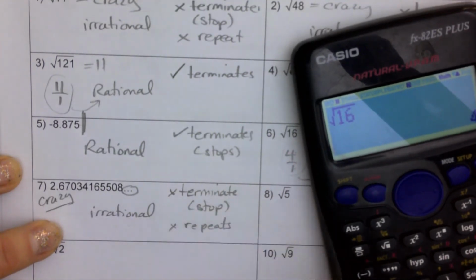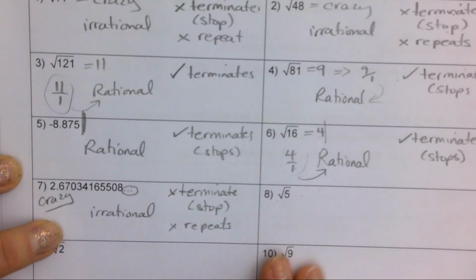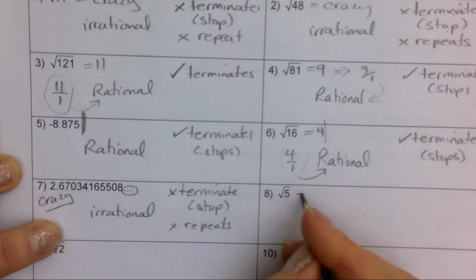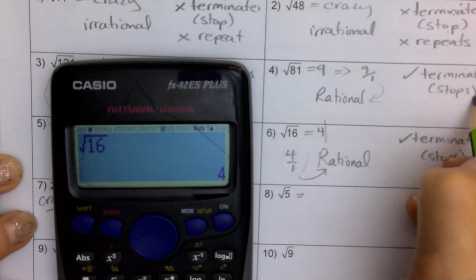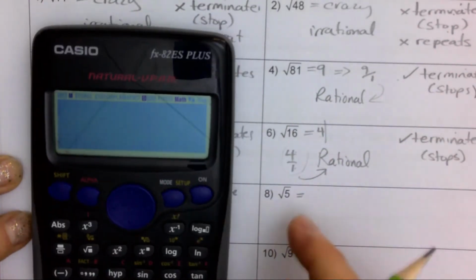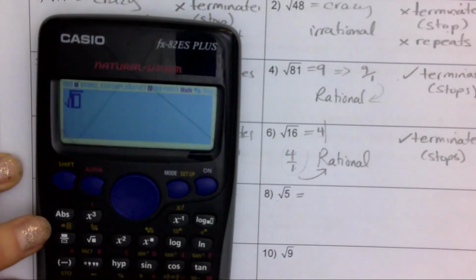You have to write all of this down on your paper. I know it's a lot of writing, but you must write it down. It helps your brain remember the word terminate, and it helps you remember repeat. So make sure you're copying this down. Pause the video so you can copy everything down.